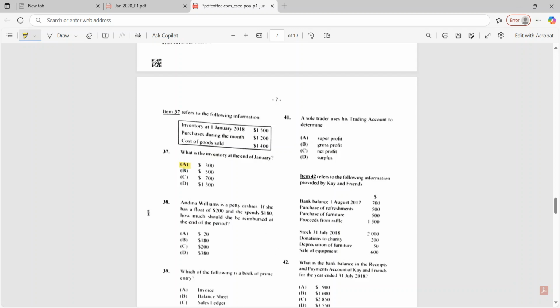So number 37, the answer for number 37 would be D, right? So it would be D. So we get 2,700 at the top and we subtract 1,400, which will give us 1,300.